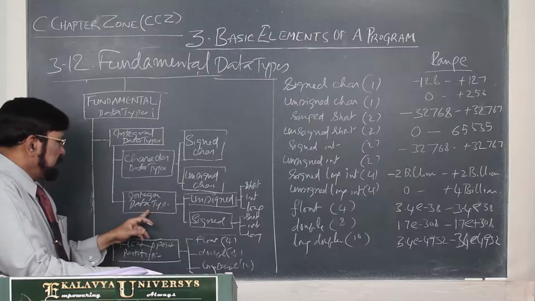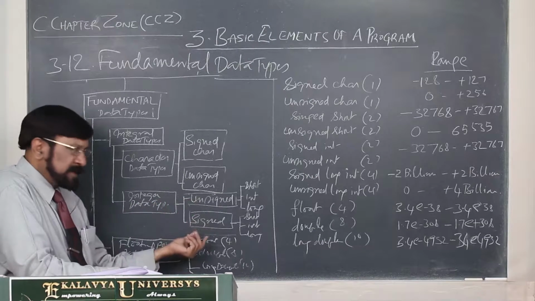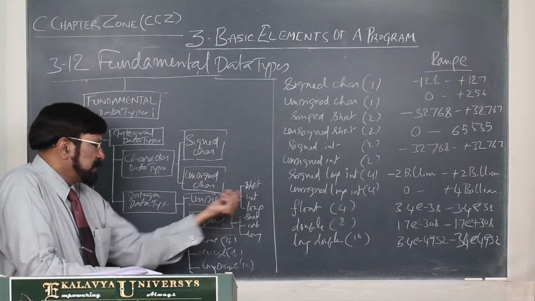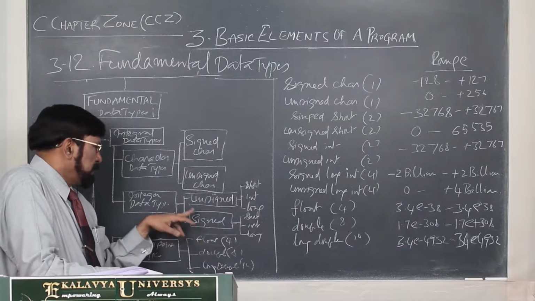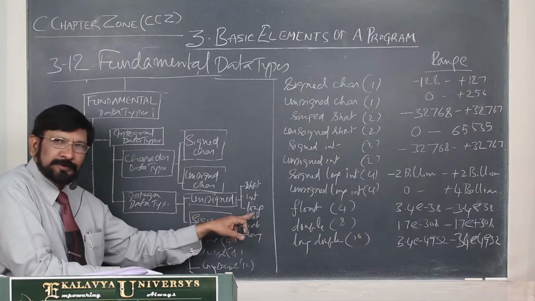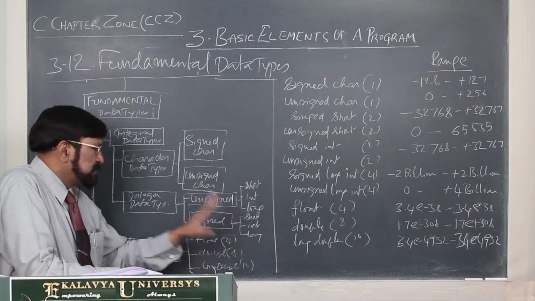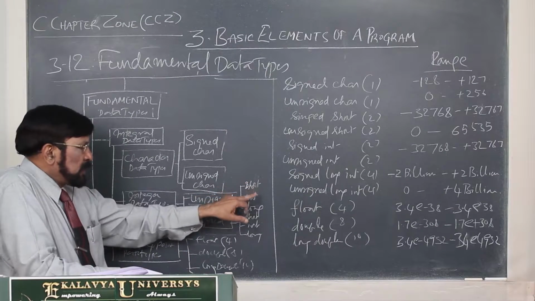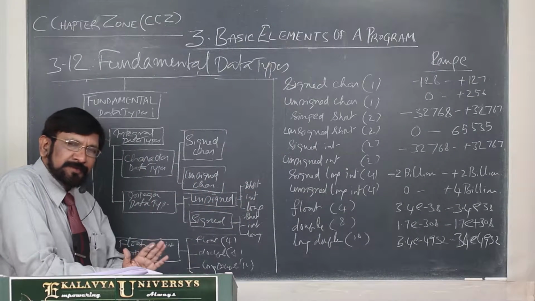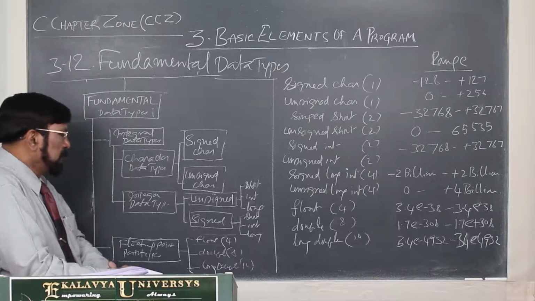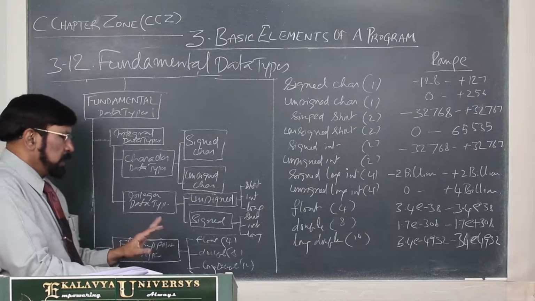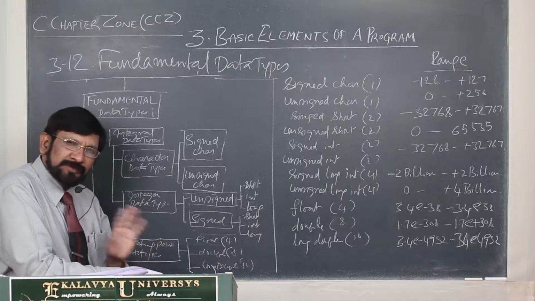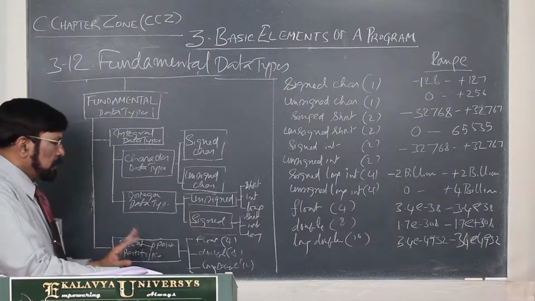As far as integer data types are concerned, again unsigned and signed are applicable. So unsigned short, unsigned int, unsigned long, and signed short, signed int, signed long. Actually, on a 16-bit machine, short and int have the same size. That point you always remember. And thereafter, floating point. For floating points, all are signed. No unsigned is applicable.